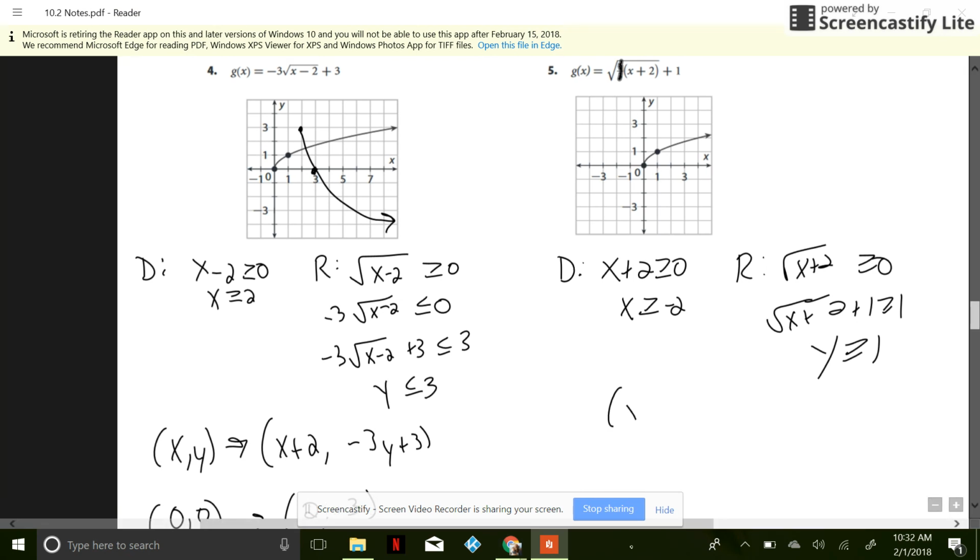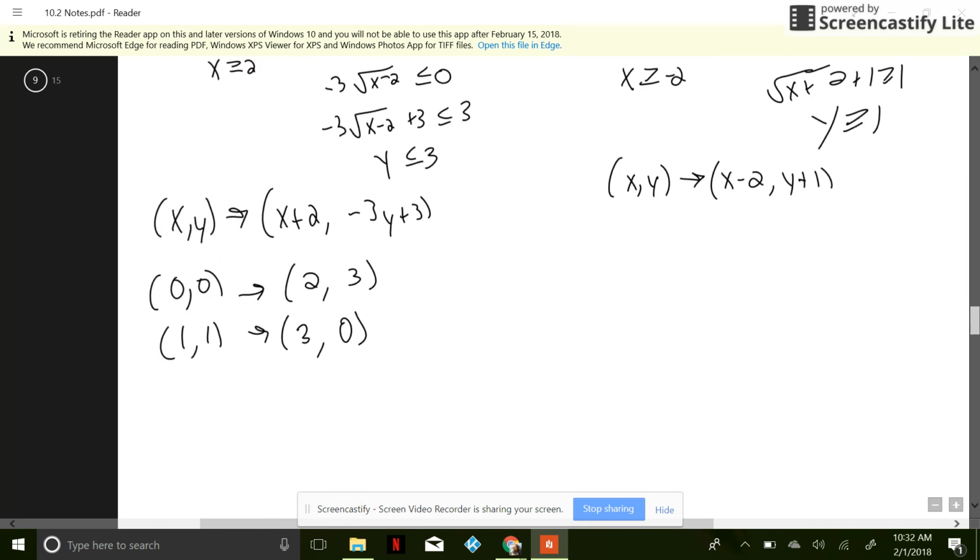Getting our reference points, our original coordinates, what's happening? We're shifting left 2, so our x values we subtract 2. We're going up 1, so our y values we add 1. So reference points 0, 0, and 1, 1. Get -2, 1, and -1, 2.